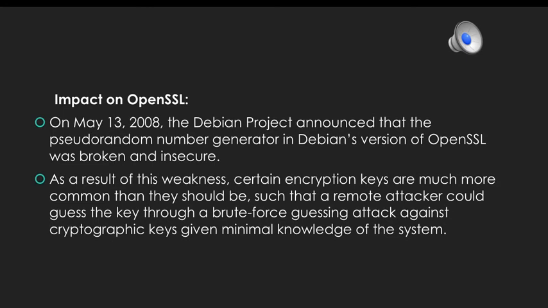In May 2008, the Debian Project announced that the pseudo random number generator in Debian's version of OpenSSL was broken and insecure. Because of this weakness, keys are more common than they should be. This makes it easier for an attacker to guess keys through a brute force guessing attack, given little knowledge of the system.